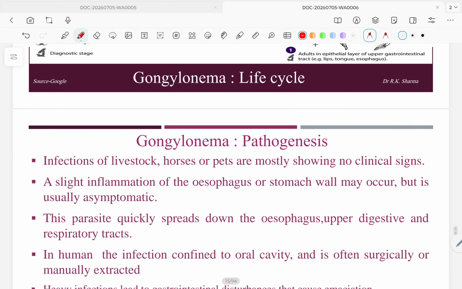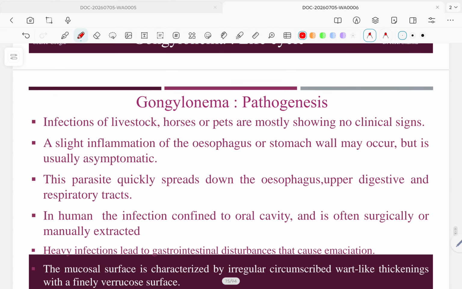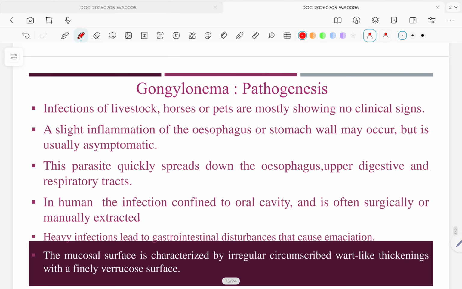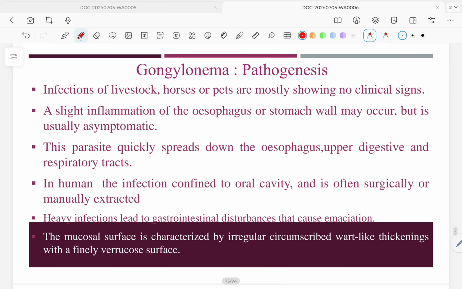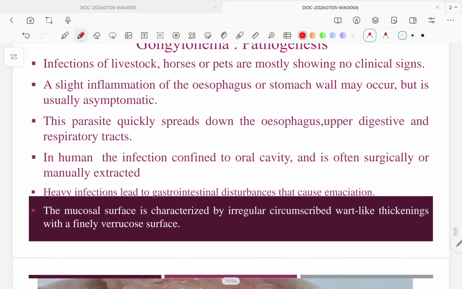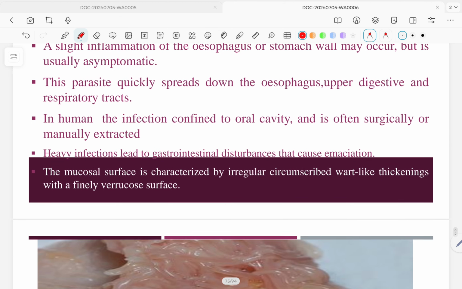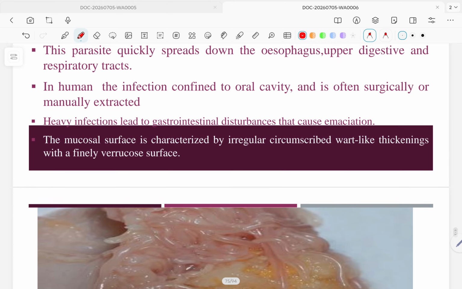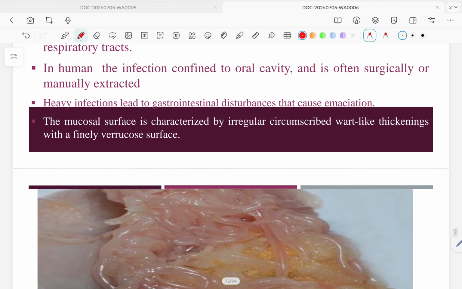Gongylonema pathogenesis. Infection of livestock, horses, or pets mostly shows no clinical signs. A slight inflammation of the esophagus or stomach wall may occur but is usually asymptomatic. This parasite can quickly spread down the esophagus, upper digestive and respiratory tract. In humans, the infection is confined to the oral cavity and is often surgically or manually excised. Heavy infections lead to gastrointestinal disturbance that causes emaciation.